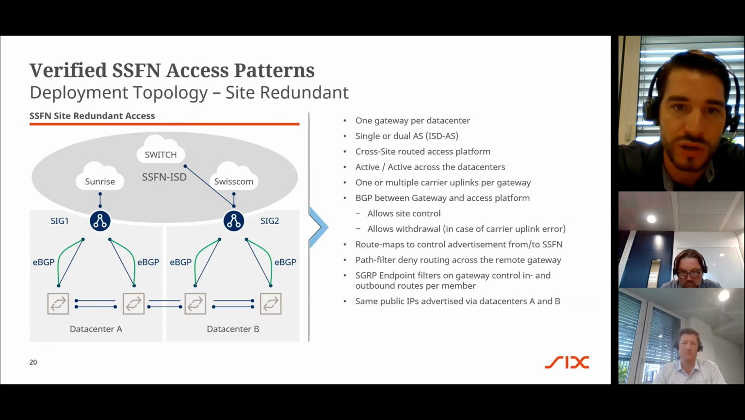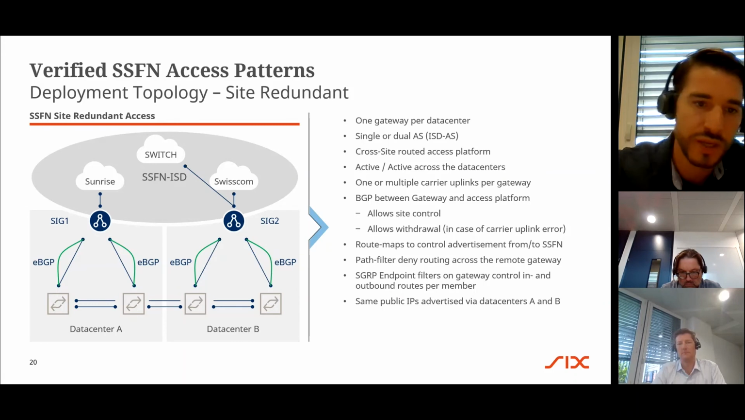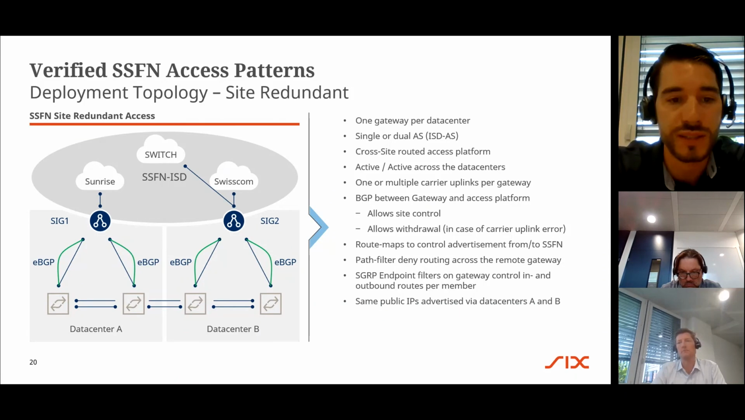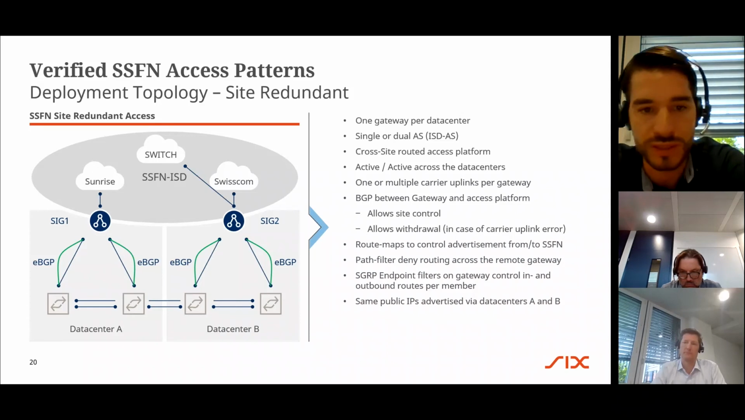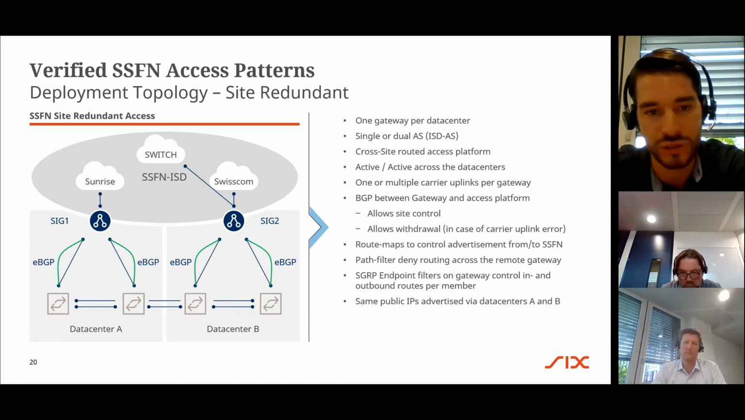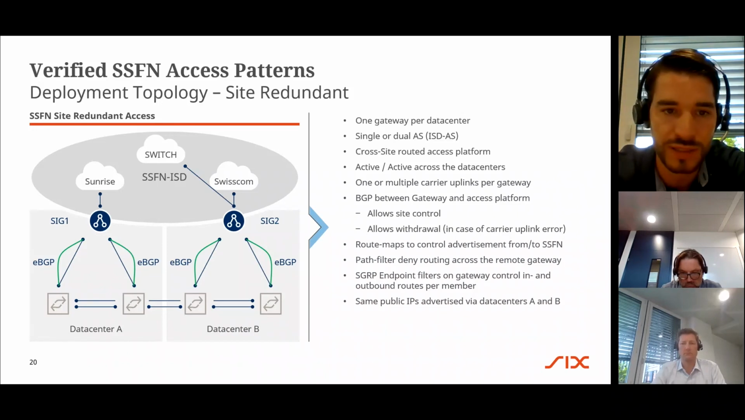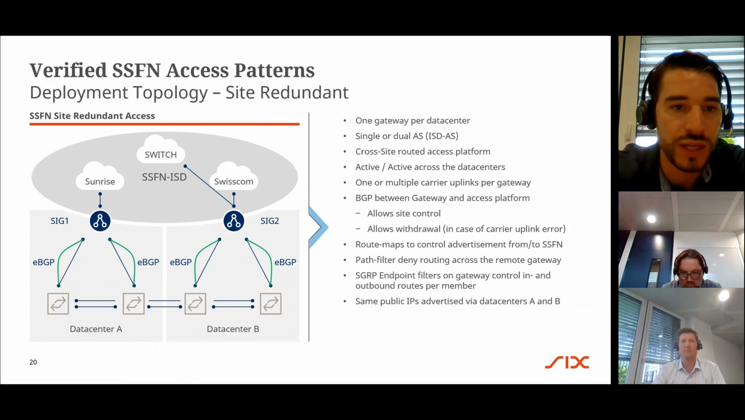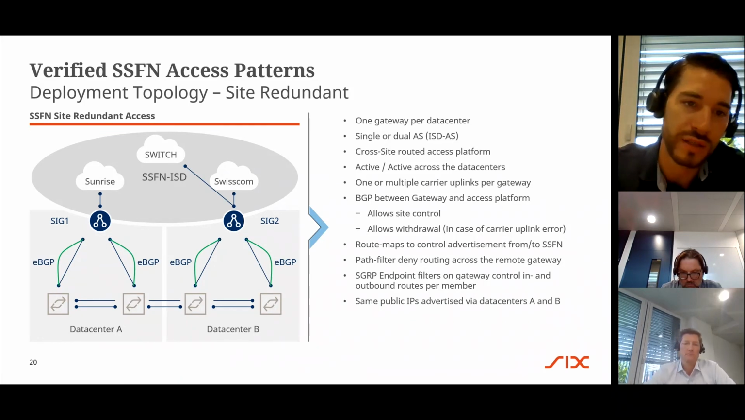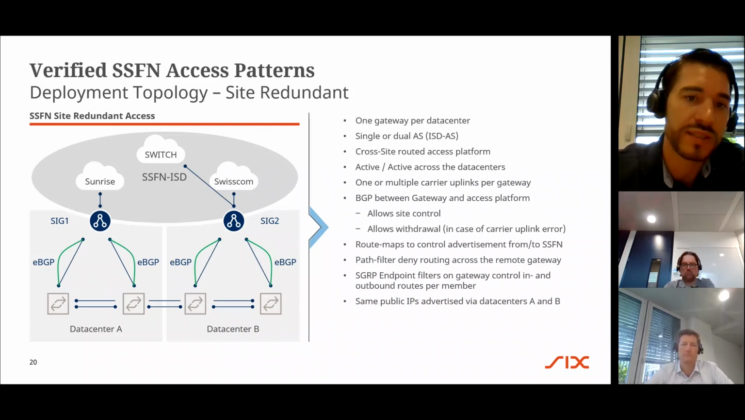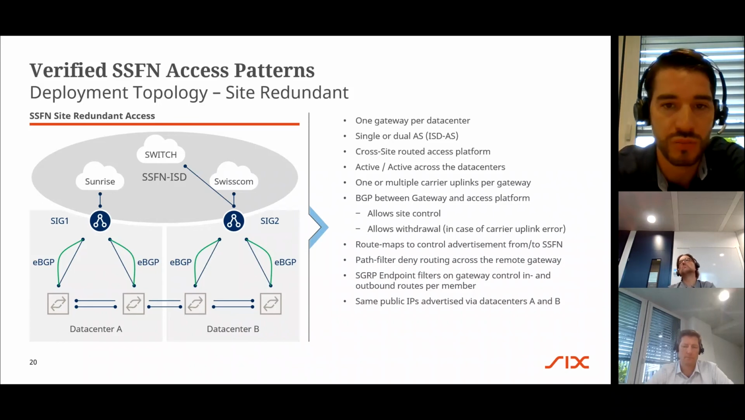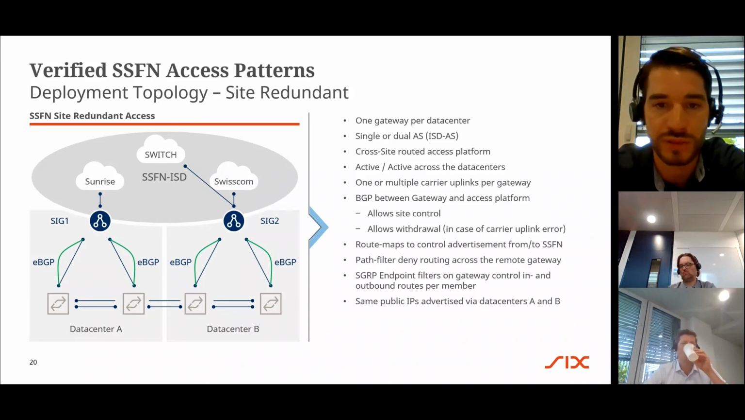We have this model of site redundant connection with an interconnected access platform. You see here at the very bottom, these two data center sites are interconnected, and this represents a routing platform with dynamic routing across the sites, and as such also a dynamic failover across the sites. In this setup, it allows you to advertise your SIAM networks or your SSFN dedicated networks on both sides with the same metrics, with the same priority, and run a complete active-active scenario.